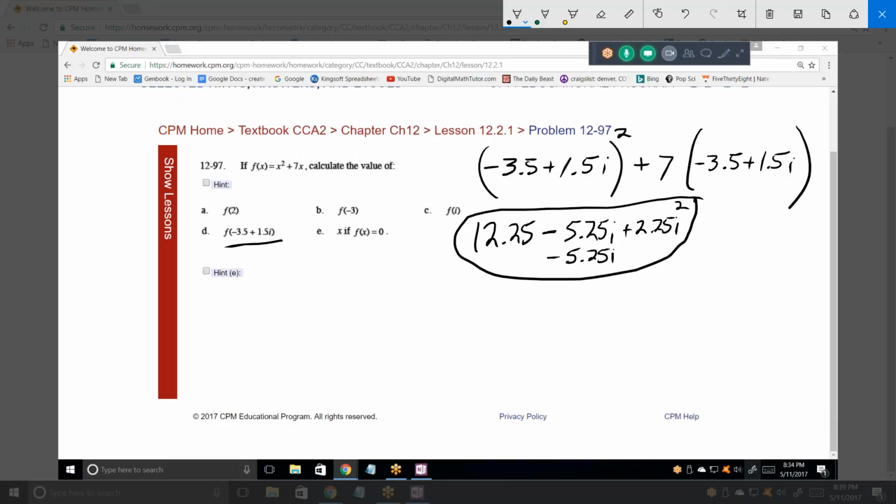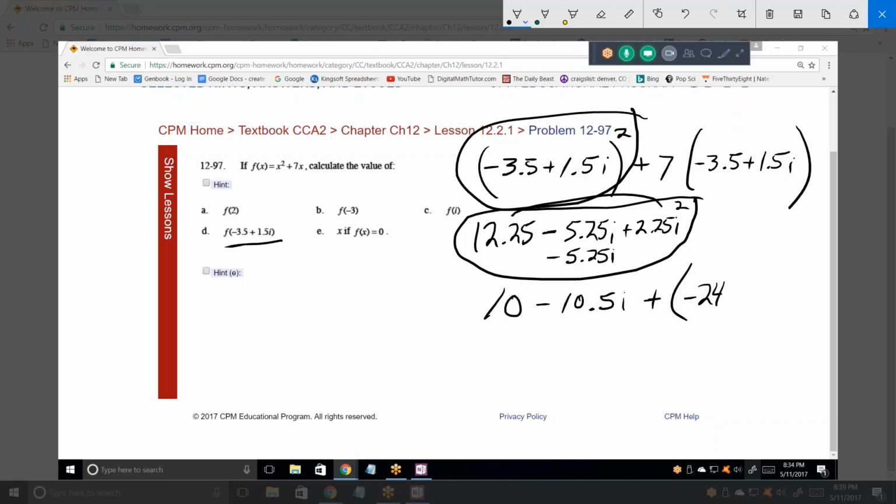That's 12.25 minus 10.5i plus, or minus, 2.25. Well, you can combine those two because i squared is minus 1. So 10 minus 10.5i. That's this term. And I'm adding to that, what's 7 times 3.5? 24.5. And what's this? That's 10.5i.